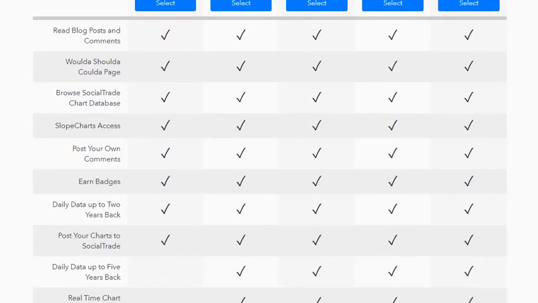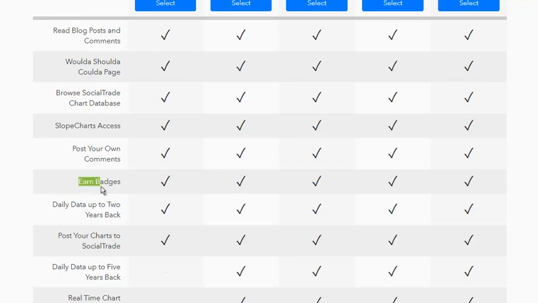I'm not going to revisit the pages that I've looked at already, but I'll just talk about some of these. You already know as a guest, you can read the blog posts and go to Woulda, Shoulda, Coulda and browse Social Trade. You can also use slope charts, which I'll show you in a moment. You can post your own comments, which is very important. Basically, you become a member of the community, and you should put an avatar there and tell people about yourself and just join the club. There have been people who, I don't think they've left Slope for one day in the past dozen years because people love hanging out.